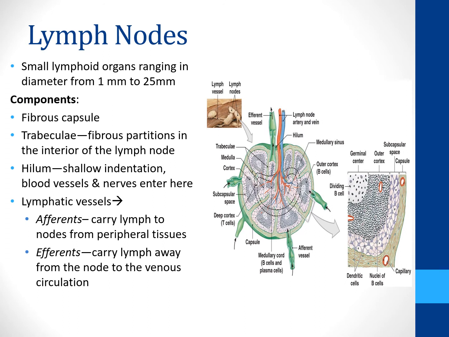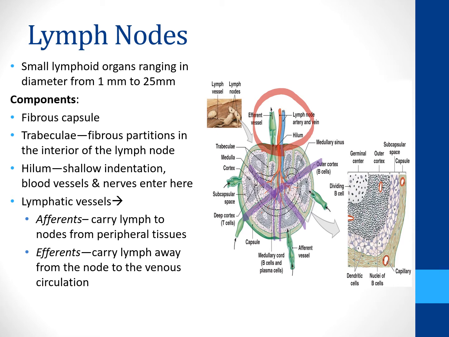Lymph nodes are the smallest lymphoid organs. They range between 1 and 25 millimeters in diameter, which is very small. They're surrounded by a fibrous capsule, which is what makes them a lymphoid organ. And they have trabeculae, which you can see here are partitions between the different internal sections of the lymph node. The hilum is this area here where you've got the blood vessels entering and leaving the lymph node.